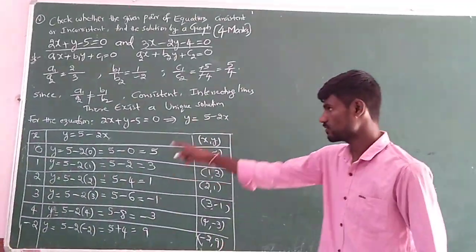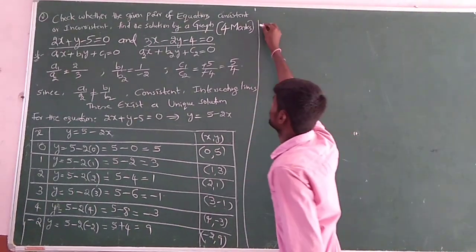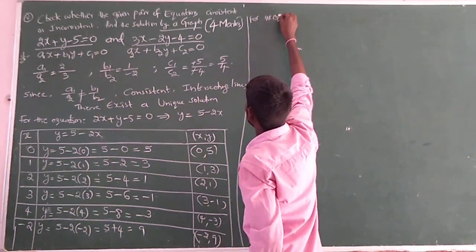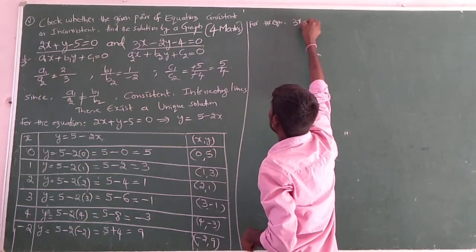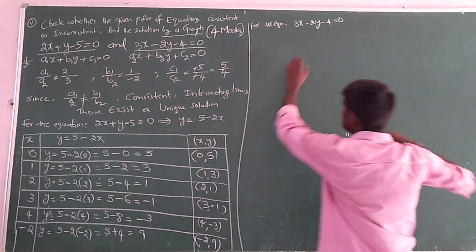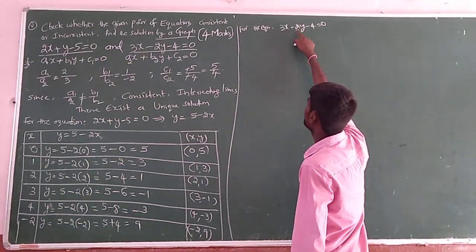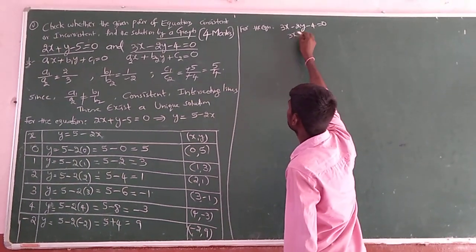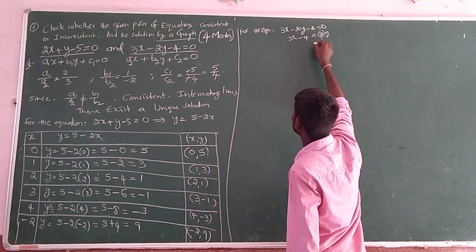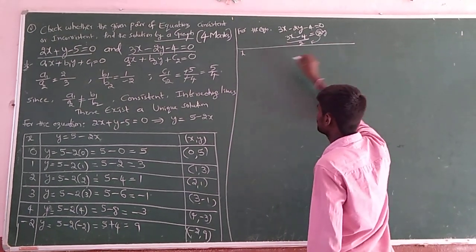Similarly, we have to take the same tabular points for the second equation. So let us take the second equation: 3x minus 2y minus 4 equals 0. In this, again you need to express y in terms of x. What will you get? See, minus 2y transposed to the opposite side: 3x minus 4 equals 2y. Then transpose to the opposite side, divided by 2. Let us draw the table. X column, first x value.